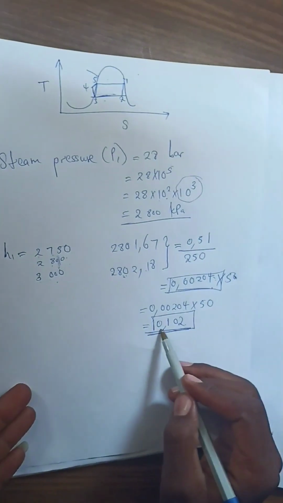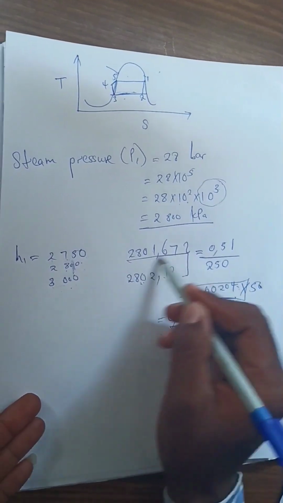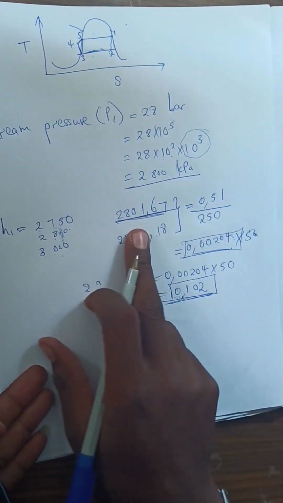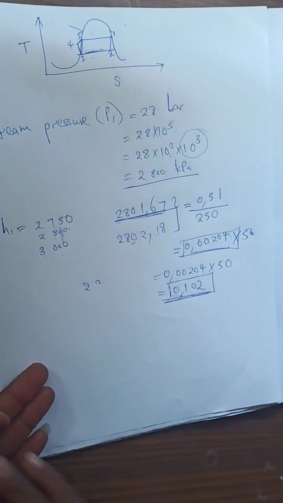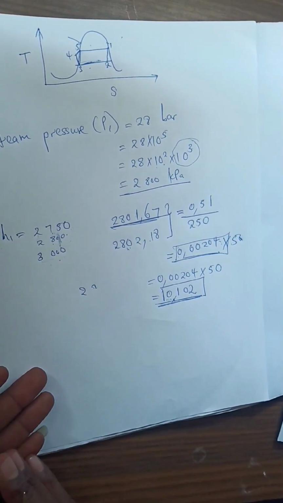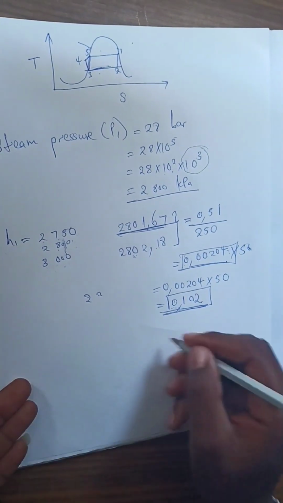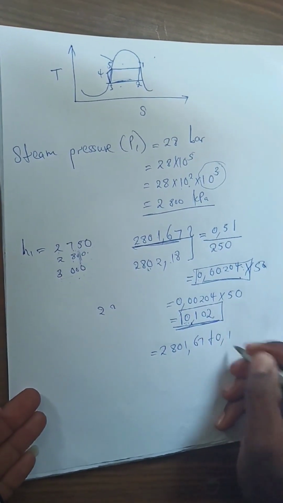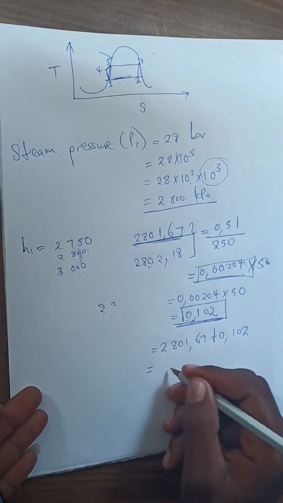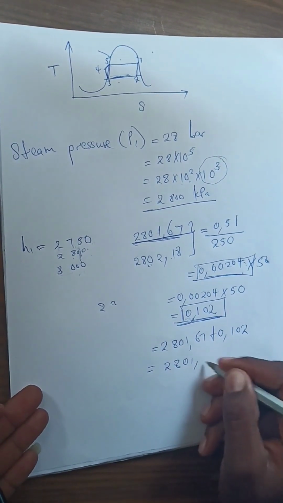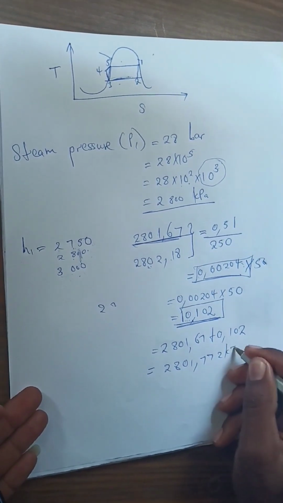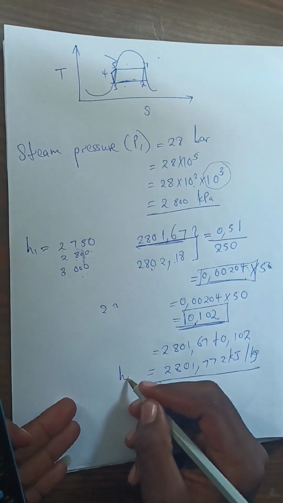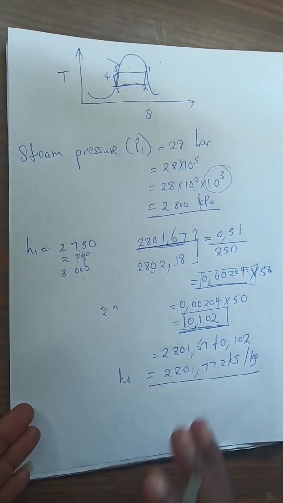So we have to add the 50 gradual here to the number we are already having here. So we are going to say 2801.67 plus 0.102. So our answer is going to be 772 kilojoules per kg. This is our H1. Then after finding this H, now we're having our H1.